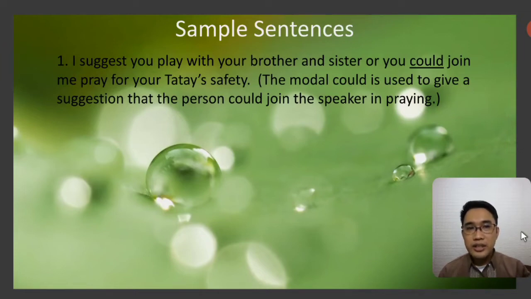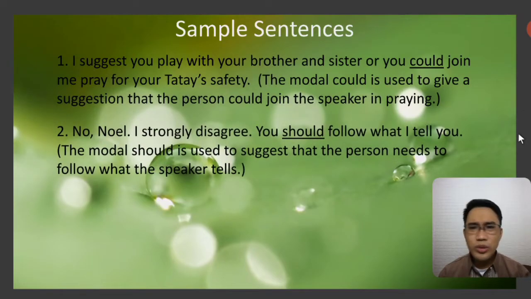I suggest you play with your brother and sister, or you could join me, pray for tatay's safety. The word here, could, is a modal verb. And this modal verb is used to give a suggestion that the person could join the speaker in praying. Another sample sentence. No, Noel, I strongly disagree. You should follow what I tell you. So the modal verb here, should, suggests that the person needs to follow what the speaker tells.